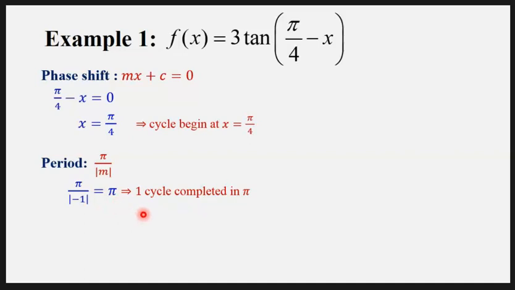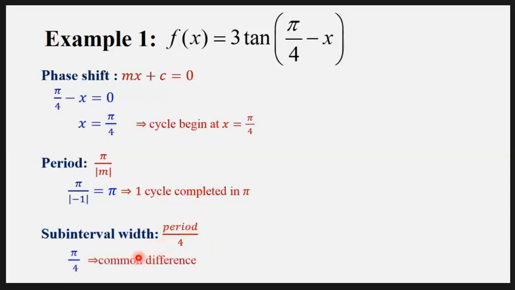Following that, I would like to find the subinterval width, where I have the period divided by 4. So here I will have the common difference π/4 for the construction of the table later. Different from what we do in sine and cosine, for the case of tangent I need to find one extra thing, which is what we call the vertical asymptote. Before I go on with the construction of the table, this is important to take note of.